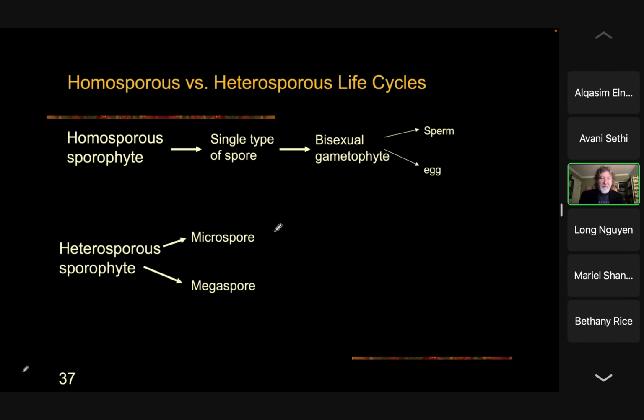So the microspore, when it germinates, produces a male gametophyte, which is also called a microgametophyte. In plants, we have duplication of terms. So male gametophyte, microgametophyte, same thing. I prefer to say male gametophyte, so we can keep the sexes straight here. The megaspore will germinate into the female gametophyte. Now the male gametophyte will produce sperm, whereas the female gametophyte will produce an egg. So this is the heterosporous sporophyte. Two different types of spores.